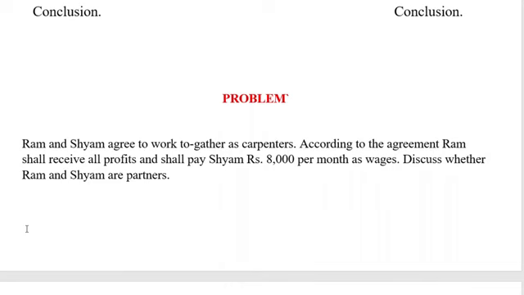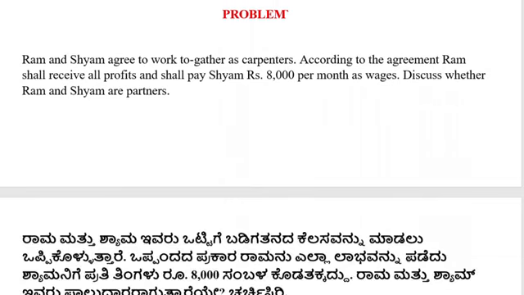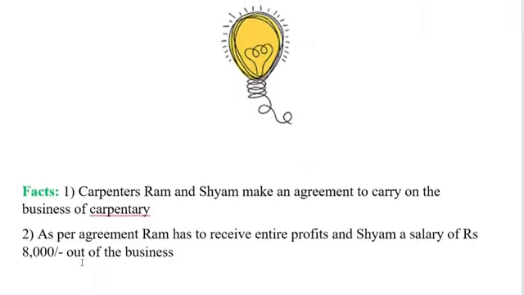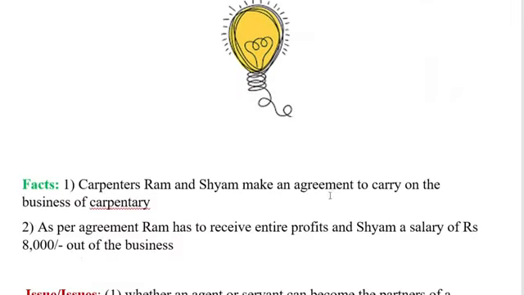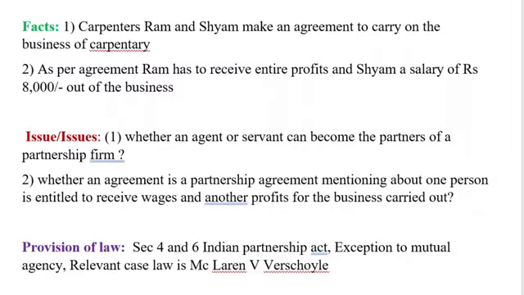So in this way the facts will be given in the question paper. Then we have to simplify the facts. So I have simplified this one: carpenters Ram and Shyam make an agreement to carry on the business of carpentry. As per the agreement, Ram has to receive the entire profits and Shyam a salary of rupees 8,000 out of the business as wages. So this we have to simplify. Then what are the issues that will come here? I have told you what is meant by an issue, and what the importance of the issue is. Here one issue or more than one issue can be framed.